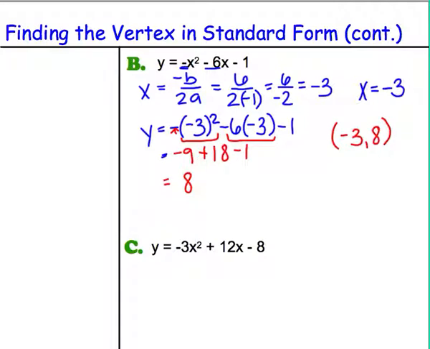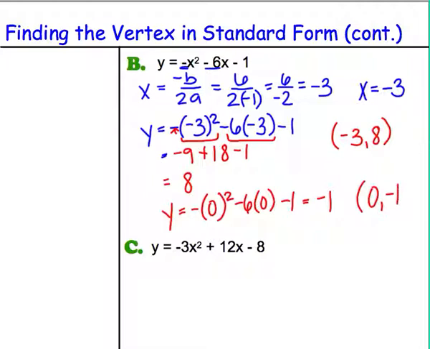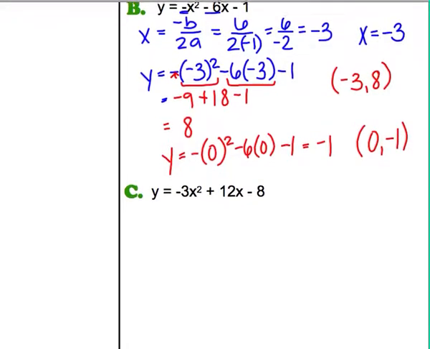Finally, our y-intercept, y equals the opposite of 0 squared minus 6 times 0 minus 1. 0 squared is 0, the opposite is still 0, minus 6 times 0, which is still 0, minus 1 is negative 1. So our y-intercept is going to be 0, negative 1. Moving on to example C.